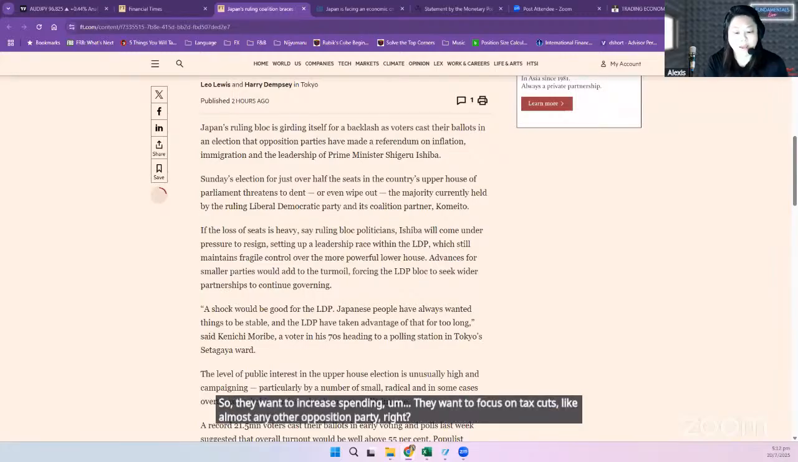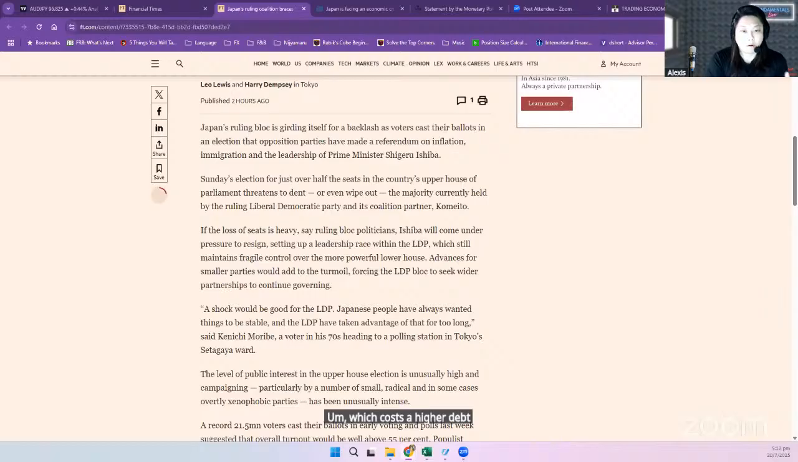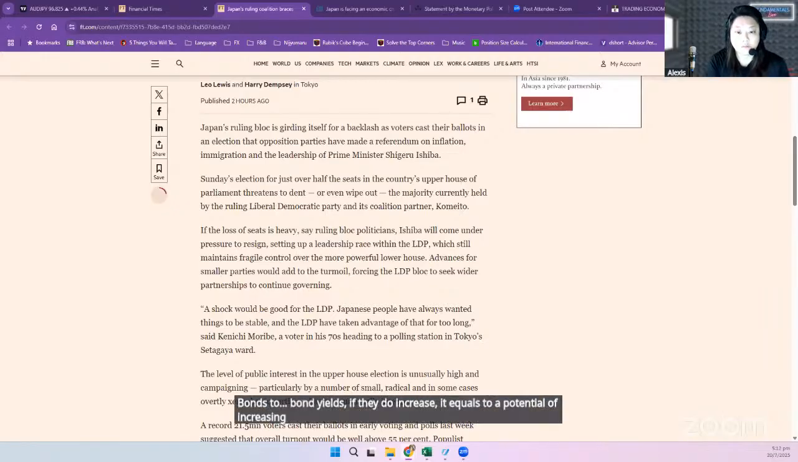And this might cause Japanese government bond yields to increase, which will cause higher debt. If Japanese bond yields increase, it equals a potential increase in interest rates. And with the increase in interest rates and bond yields, there is a potential for a further decline of the Japanese yen.